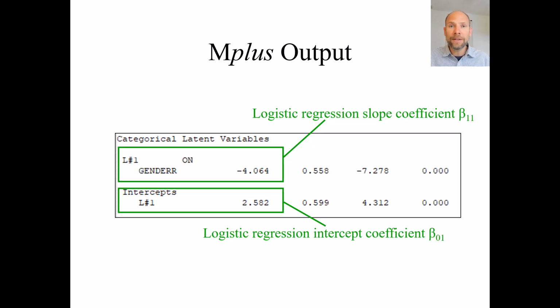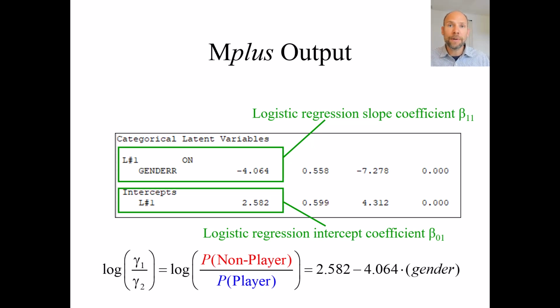So in summary, based on this output, we can set up our logistic regression equation for this latent prediction model of latent class membership on gender. And so this looks as follows. In a logistic regression model, which here is formulated for the log odds, or logit as we say, the log odds is the natural logarithm of an odds. So log gamma 1 over gamma 2 is the logit or log odds. Gamma 1 refers to the probability of being in class 1, which is here the non-player class, and gamma 2 is the probability parameter for being in the second class, which here is the player class.